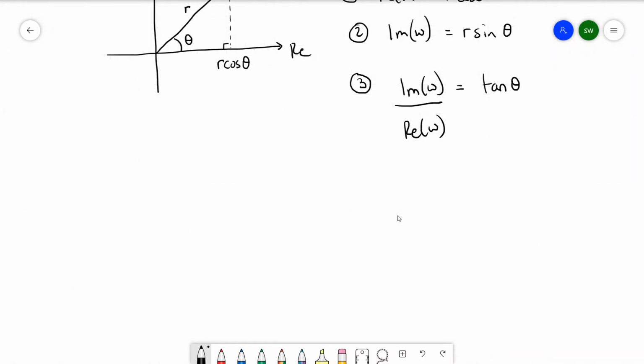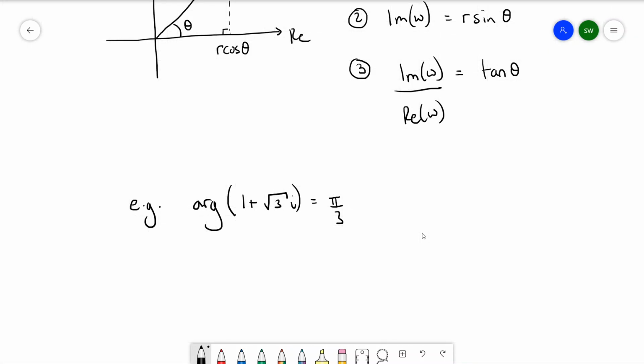So for example, if we were told that the argument of the complex number 1 plus root 3i is pi over 3, then we could use that third equation to write another equation. We could say that tan of the complex number's argument, so tan of pi over 3, is equal to the imaginary part, which is root 3, divided by the real part, which is 1.